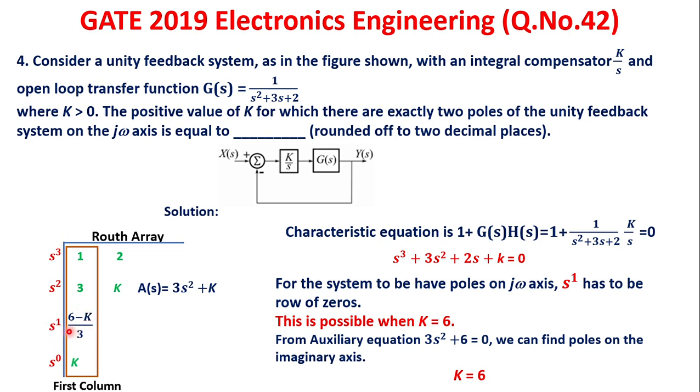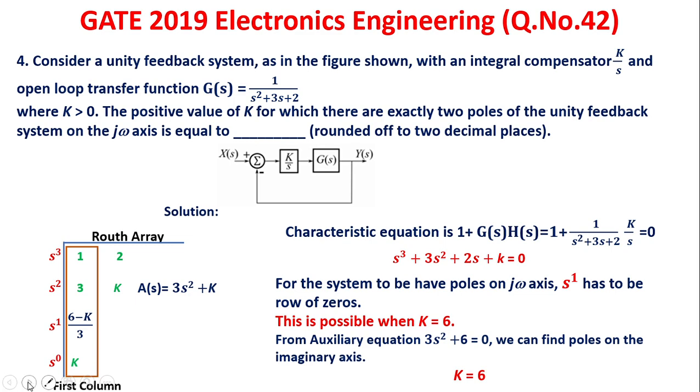When k equal to 6, we will have 3s square plus k equal to 0, that is 3s square plus 6 equal to 0. Definitely we will have two poles on the j omega axis. That is very clear because 3s square plus 6 equal to 0 means s square is minus 2, or s is equal to plus or minus j root 2. Therefore, that is happening only when k equal to 6. So k equal to 6 is the right answer.